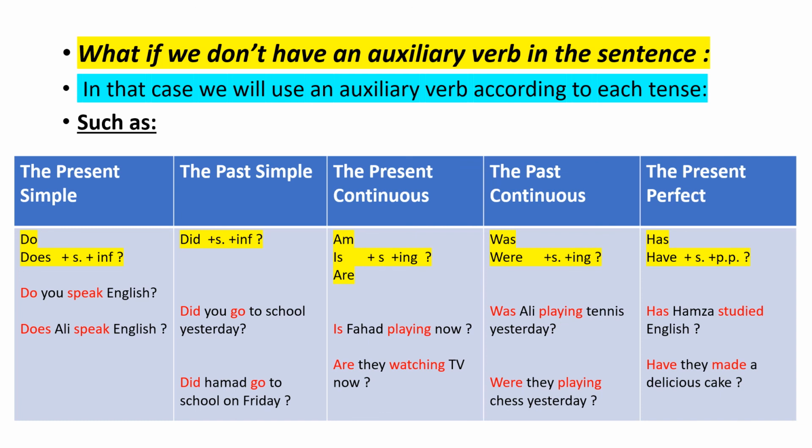What about the plural pronouns? I will use have. You can ask a question like this. Have they made a delicious cake? So the answer will be yes, they have, or no, they haven't, because it's the present perfect. And all of these are questions with auxiliary verbs, yes or no questions. So let's complete.